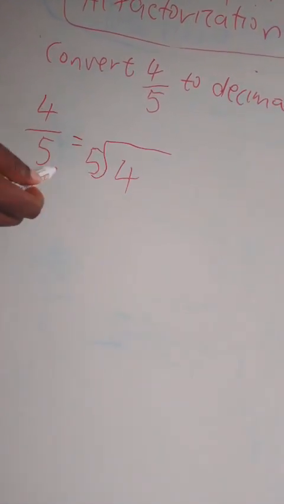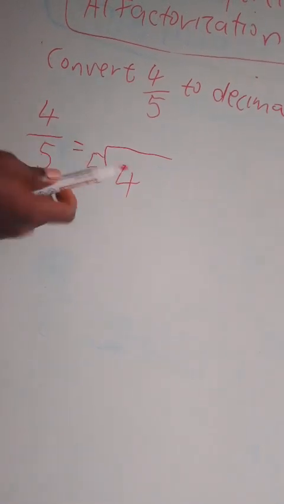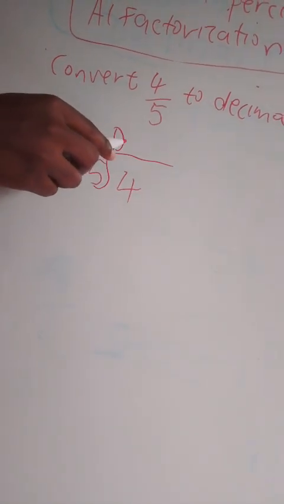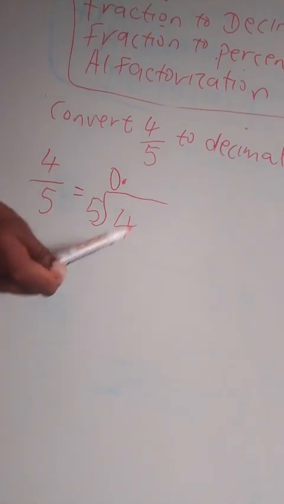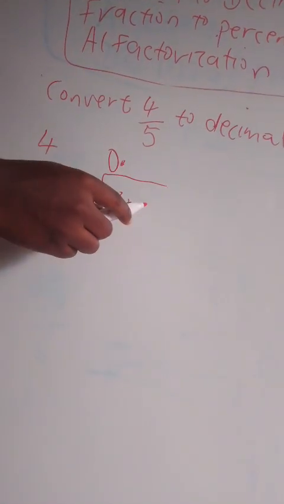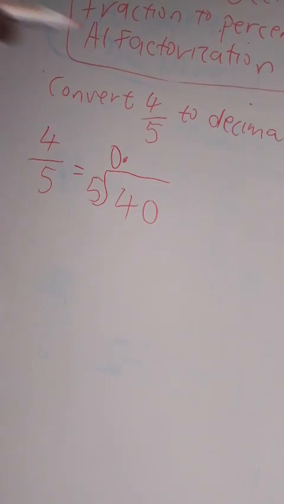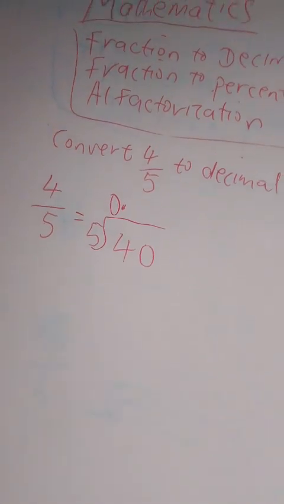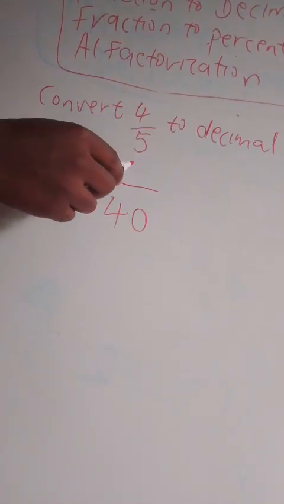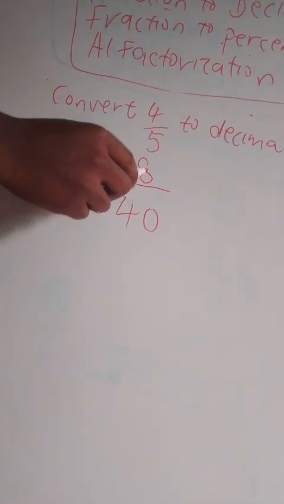So by looking at this, you know that 5 cannot divide 4, so just write 0 points here first before we do anything. So now, in order to make this 4 divisible by 5, you add a 0. Don't add any other number, just add 0. So here now you say 5 divided 40. If you check it in your calculator or with any other means, you are going to get 8.